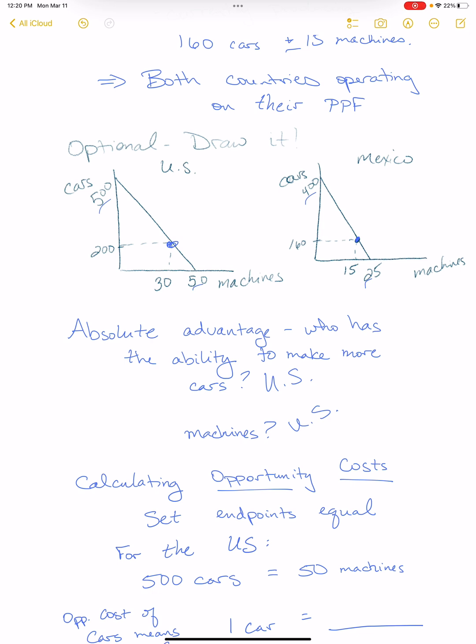We're not going to work all the way through it, but in theory, it doesn't matter who has absolute advantage. One country could have absolute advantage in both goods, one country could have absolute advantage in one good, or one country can have absolute advantage in neither good, and yet we're still going to find that there are potential gains from trade.